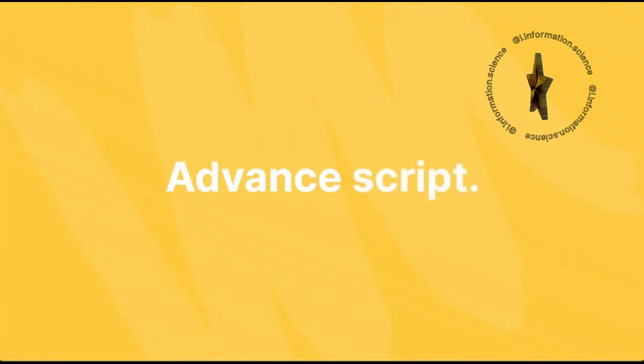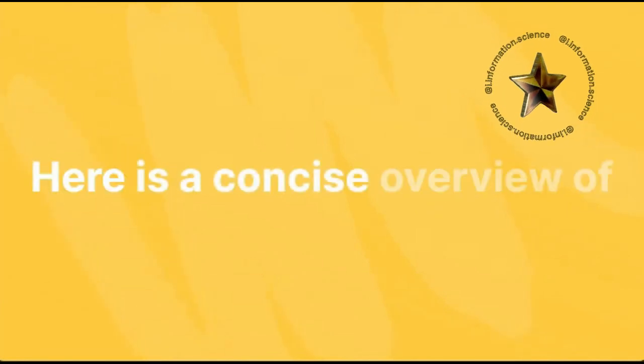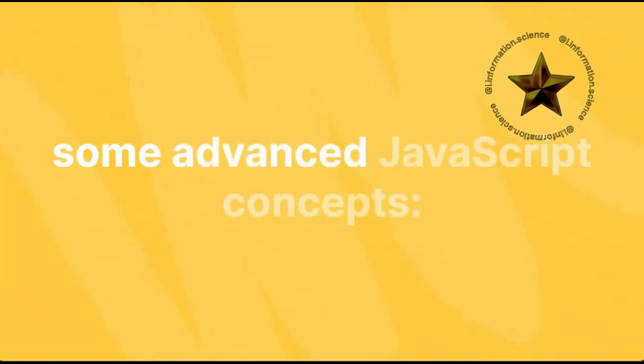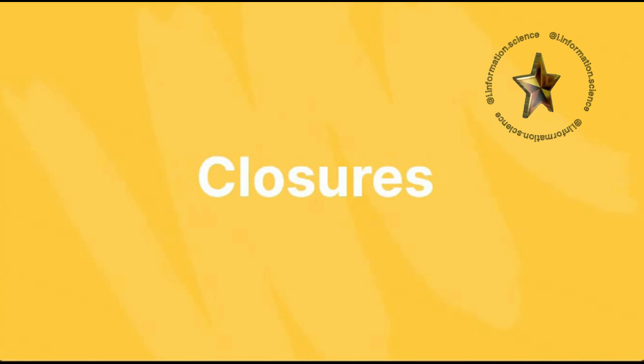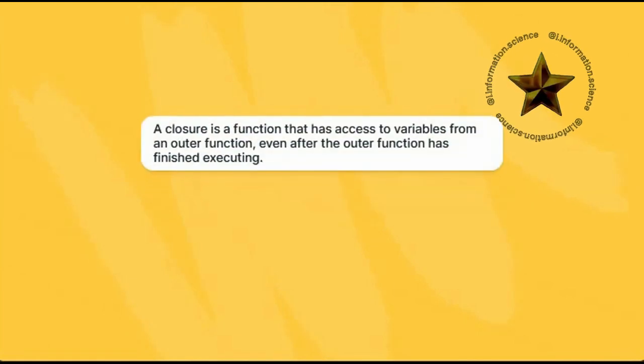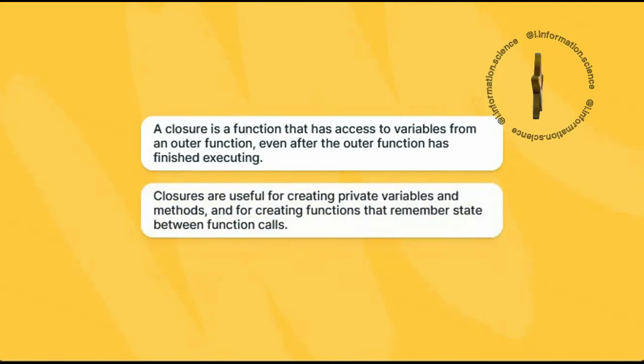Advanced script. Here is a concise overview of some advanced JavaScript concepts. Closures. A closure is a function that has access to variables from an outer function, even after the outer function has finished executing. Closures are useful for creating private variables and methods, and for creating functions that remember state between function calls.